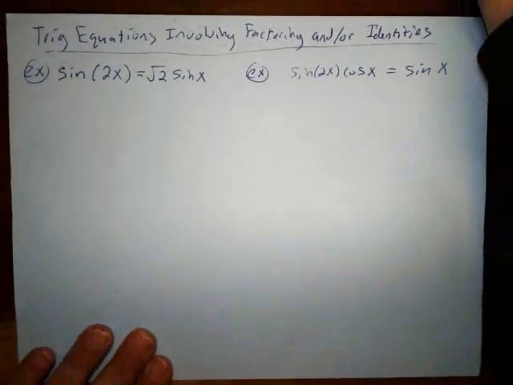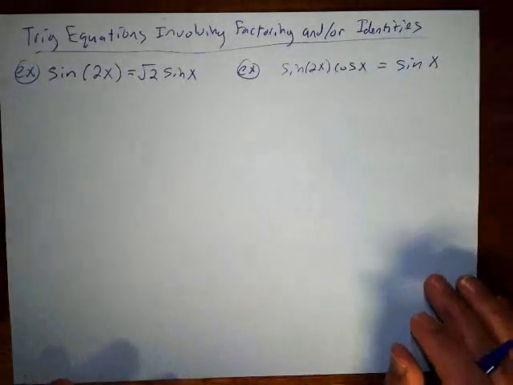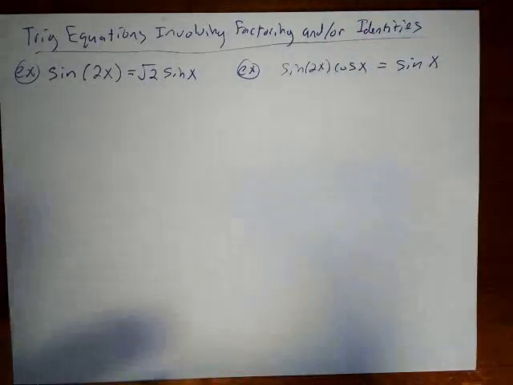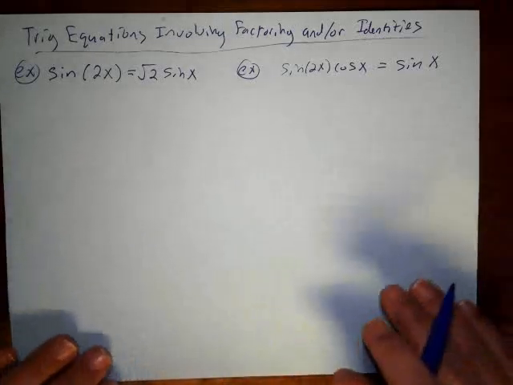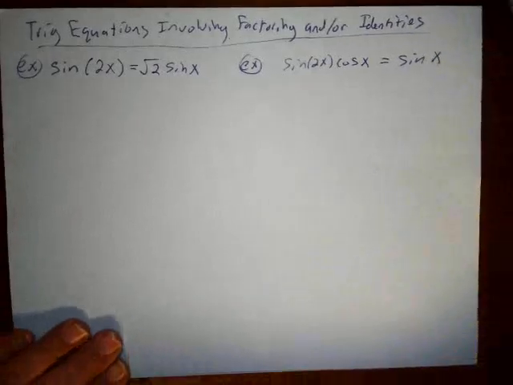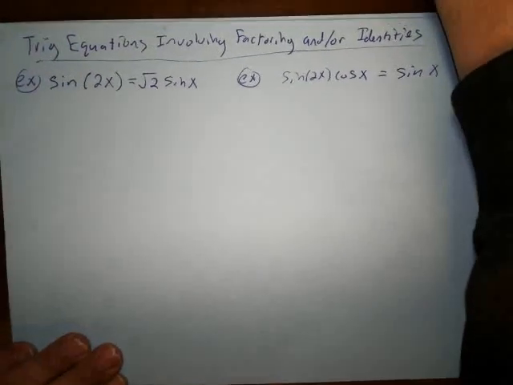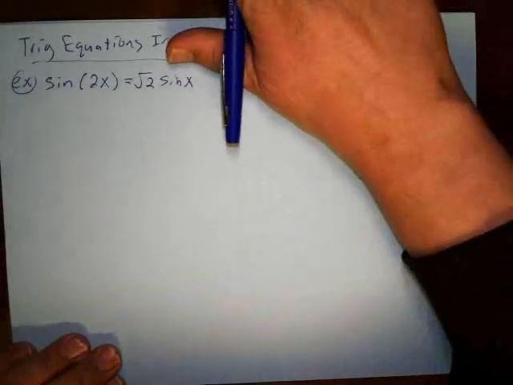Okay, now we're going to try some miscellaneous equations here that involve maybe some factoring, some identities, a little bit of both, maybe one or the other. And there's all kinds of possibilities, okay? So this is where you just play around, kind of like when you're trying to prove an identity, okay?